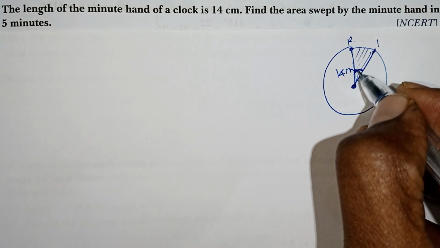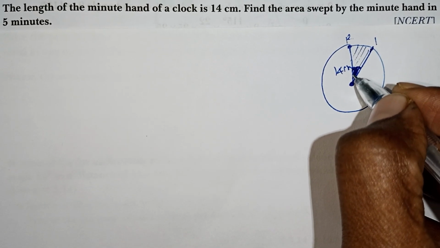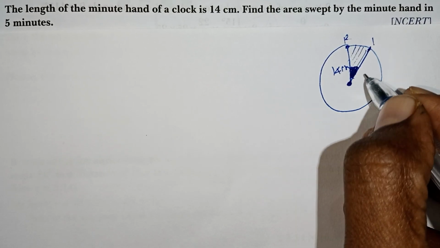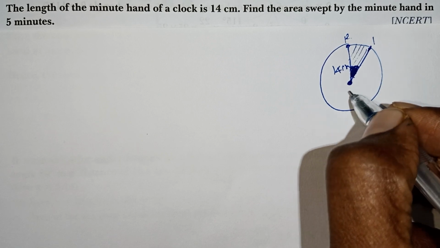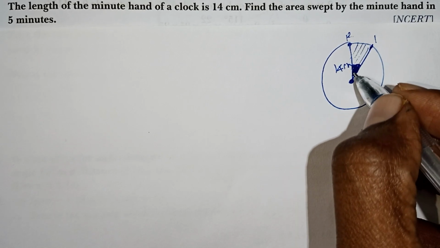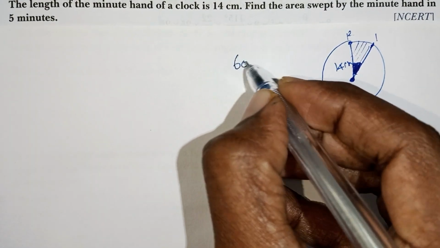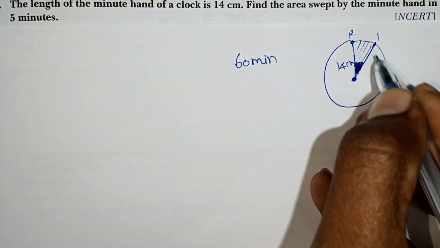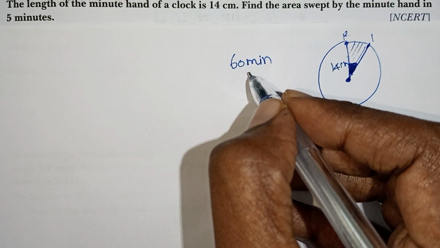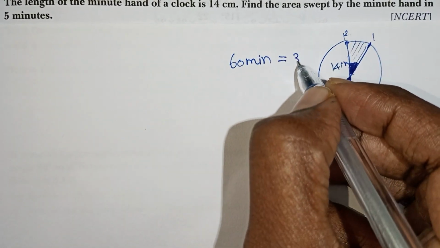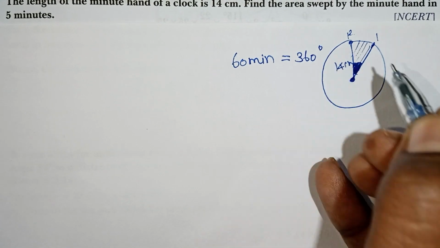Now we need to find the angle between these two. Basically, we know that the clock is a complete circle. It has totally 360 degrees. In this 360 degrees, it will complete 60 minutes actually. So for 60 minutes, the minute hand will rotate one time totally. So 60 minutes will be equal to 360 degrees.